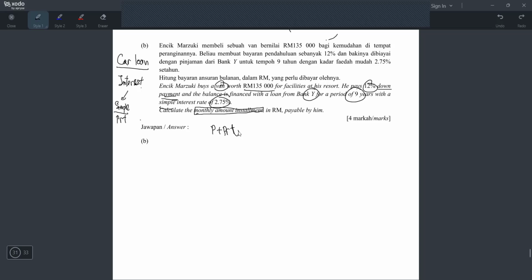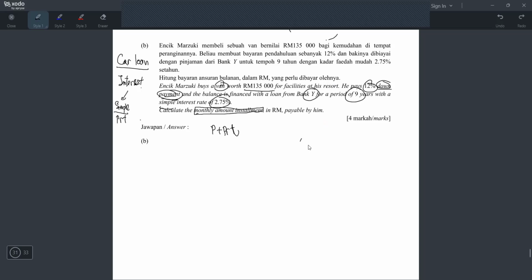Okay, let me tell you what I have to do first. The first step, no, don't use this formula first. The first step is to find the amount you have to borrow from the bank. So how much do you have to borrow from the bank? You will not borrow 135,000 because you already paid a 12% down payment. Down payment means bayaran pendahuluan. It means you already paid this one, so you don't have to pay the 12% already.